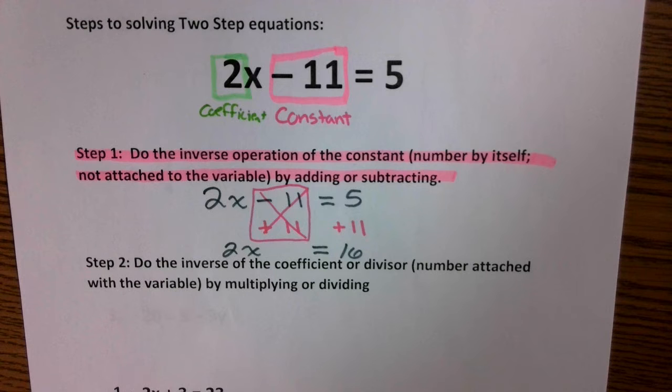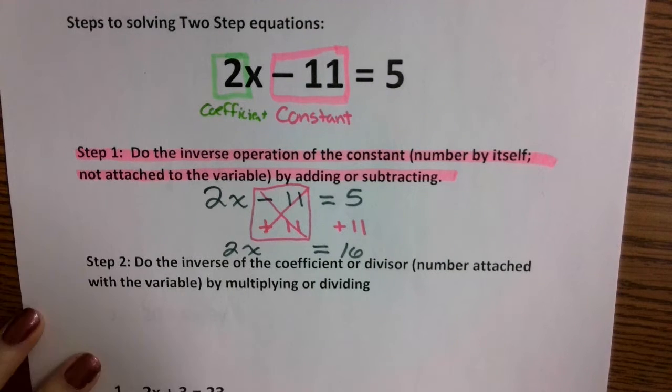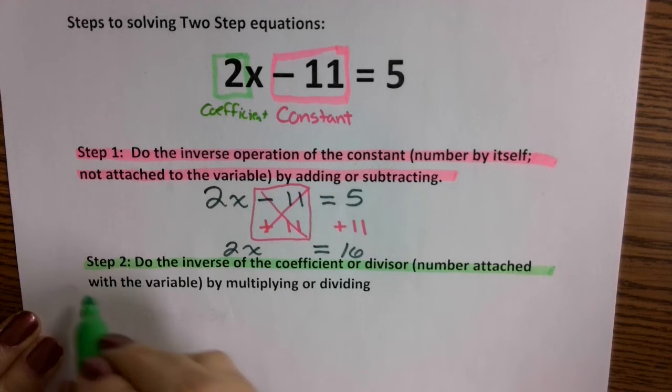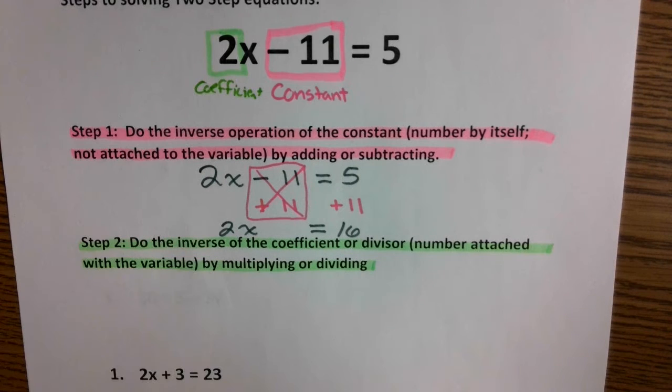That brings me down to my second step. My second step is basically finish off this one-step equation by doing either multiplication or division. So think of it like operations. Usually with order of operations, we do multiplication and division first, right? And then we do addition and subtraction. But when we're solving for something, something is missing.